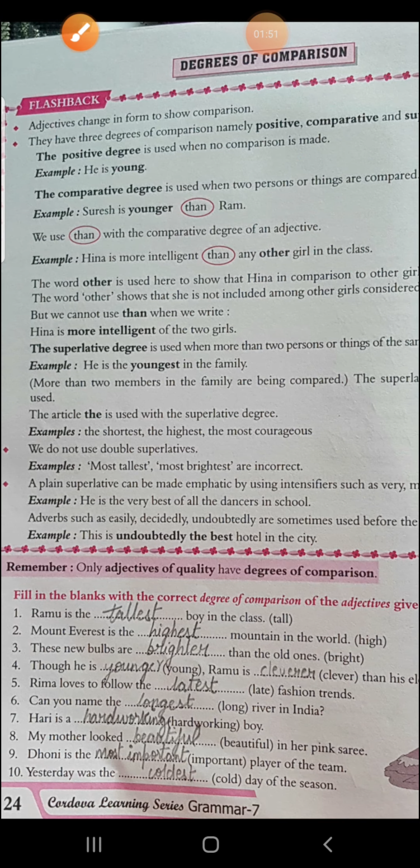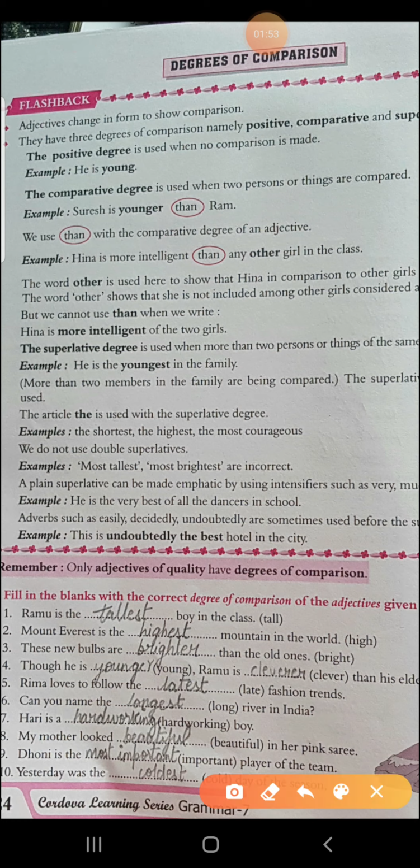What happens in this comparative degree? Comparative, we can get compare. Now we are doing comparison. Comparative degree is used when two persons or things are compared. Remember this. This comparison is done between two persons or things. Suppose you can see this example, Suresh and Ram both are there. There are two persons, Suresh and Ram. What we are telling about Suresh is that Suresh is younger than Ram. It means Ram is old.